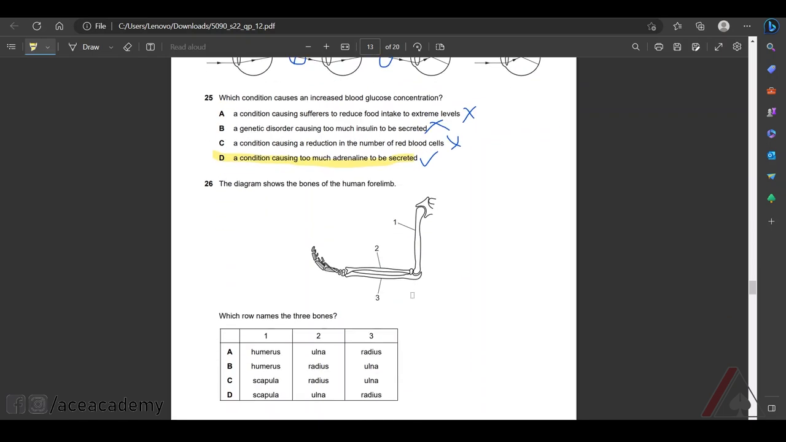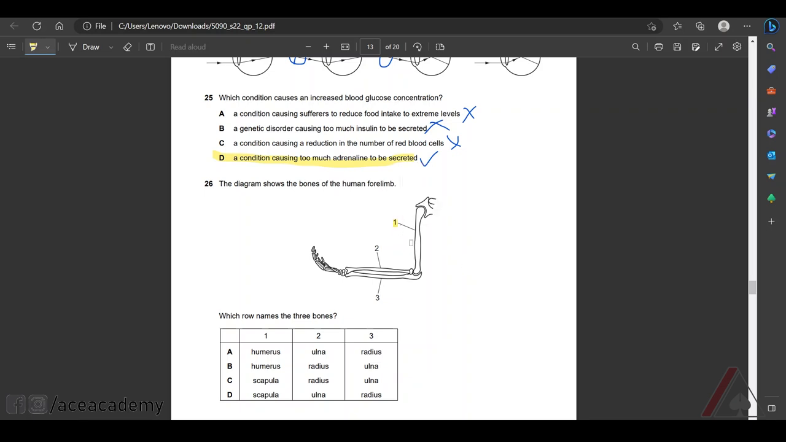Moving on to number 26. Diagram shows the bones of the human forelimb. Which row names the three bones? Now, right off the bat, we can identify number 1 as the humerus. How can we do that?